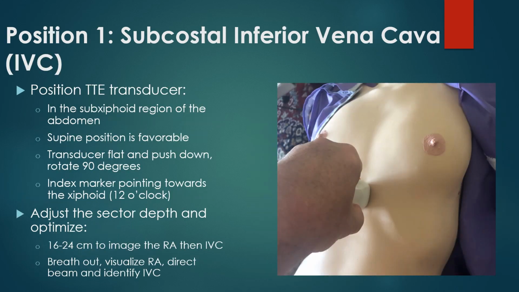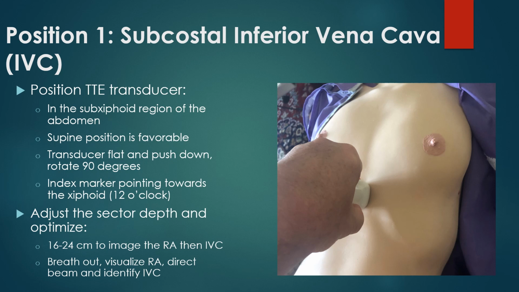Okay, so same position, but instead of having the orientation marker pointed towards 3 o'clock, you've got the orientation marker pointed directly towards the head, or cephalad. So all you're doing is changing the position of the transducer. You're just going to rotate the transducer. Same supine position, index marker pointed towards the xiphoid or at 12 o'clock.